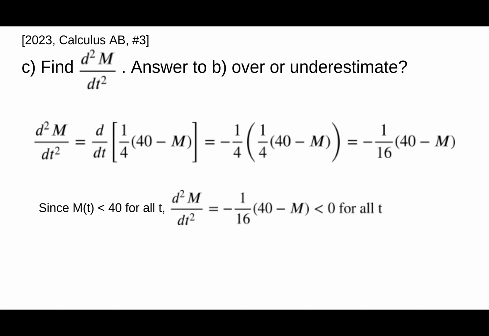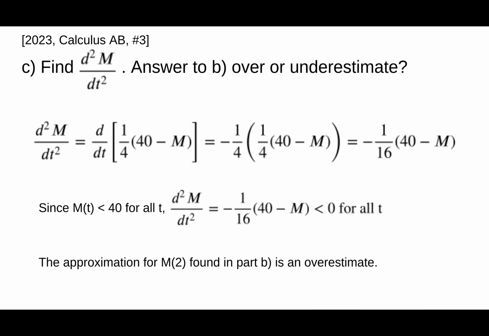Now, in order to answer this question, there is a part in the question stem. If you recall, M(t) is always less than 40 for all t, which means 40 minus M is always going to be a positive number. So our expression for d squared M dt squared will always be negative, since the negative 1/16 is always negative and 40 minus M is always positive, so it's always going to be negative times positive. So d squared M dt squared is always negative, which means that our curve is concave down, which means that our estimate that we found in part B will be an overestimate for the actual value of M(2).